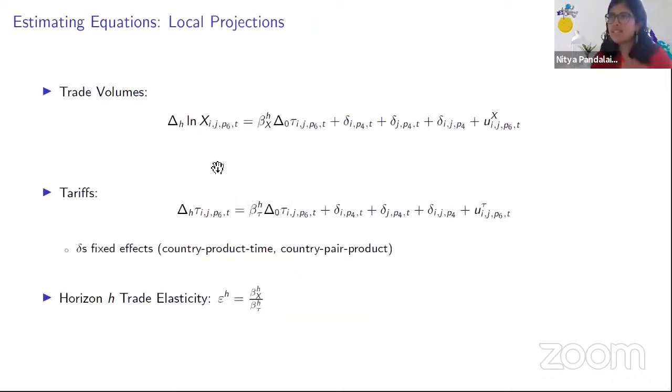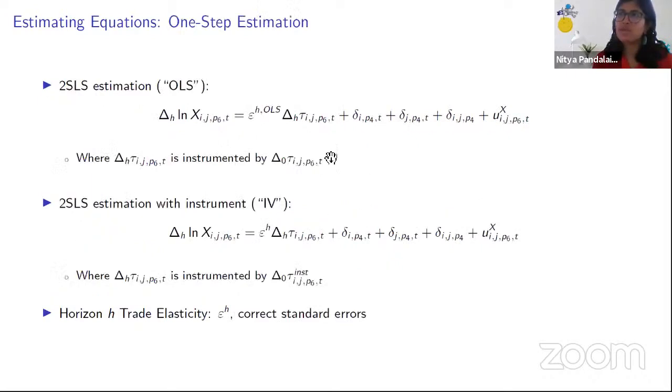So now this is the approach we have to estimation. This is how we're going to estimate elasticity at different horizons. As is common in macro, we can actually combine these into a single step. This is common in the government multiplier literature, for instance, the fiscal multiplier literature. And we can estimate the trade elasticity in a single step at every horizon. We can do this, and we're going to call this our OLS estimate.